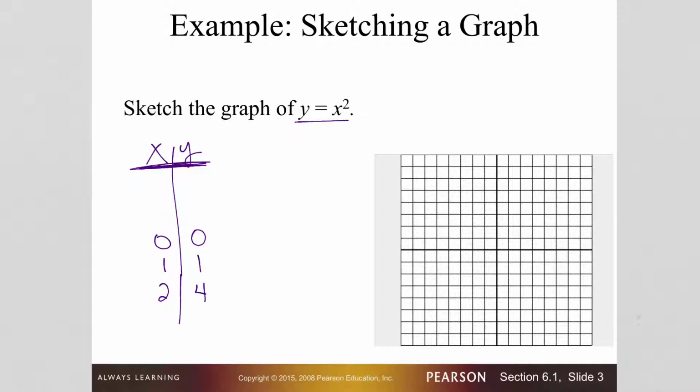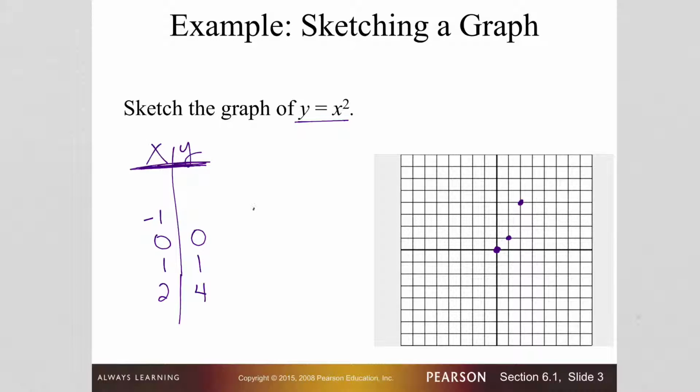So if I were to graph this, I've got 0, 0 right here. I've got 1, 1, which is right here. And I've got 2, 4, which is right here. Quadratics are a U-shaped graph. So watch what happens whenever I do this.